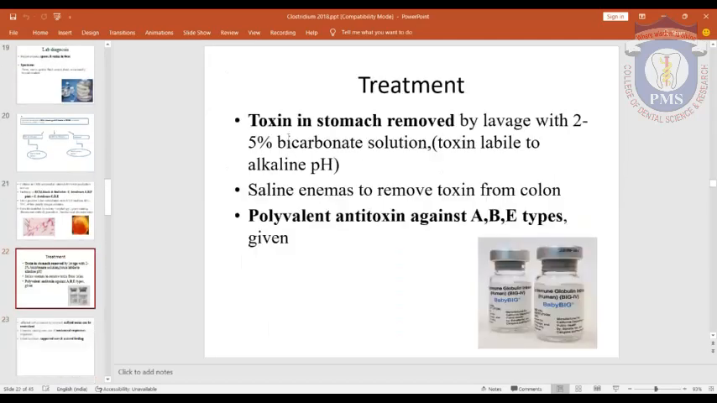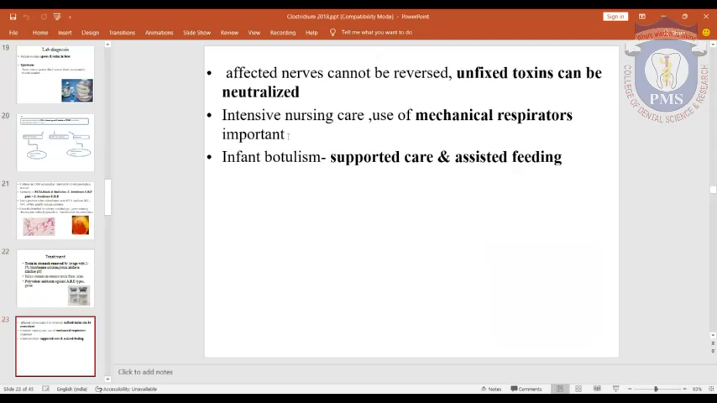Treatment. Toxin in the stomach is removed by lavage with 2 to 5% bicarbonate solution. Toxin is labile to alkaline pH. Saline enemas are used to remove toxin from the colon. Polyvalent antitoxin against A, B, E types is given. The affected nerves due to botulinum toxin cannot be reversed. Unfixed toxin can be neutralized.